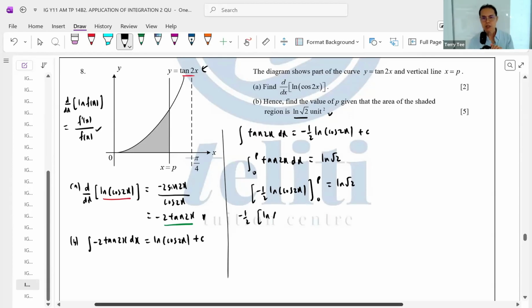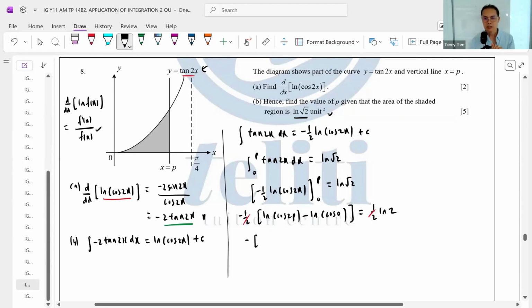So let's write ln of cos 2p minus ln of cos 0. This is a bit ugly. Maybe I write cos 0 like this, ln root 2. Well, what can I do with the negative half? A bit annoying, right? You can actually bring this down. I don't write so many steps, guys. I bring this down so I can cancel it. This is half ln 2. And from here, I'm going to cancel my half and half. Negative here, I can keep it first.